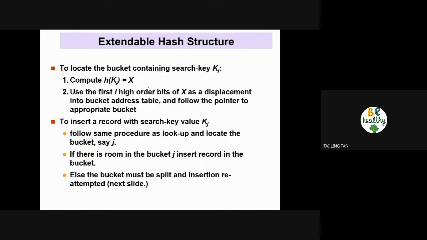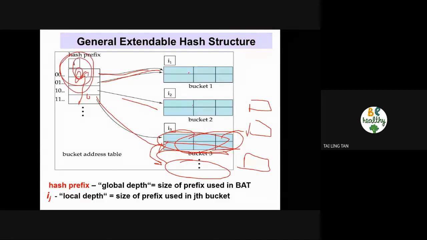Okay, so in the extendable hash structure, to locate the bucket that contains a search key, we compute the hash, and based on that calculation we find the location and use the first i bits, the number of order. We index into the bucket address table and follow the pointer to the appropriate bucket. So we use the hash key here to find the value, get the correct position, and locate the actual record or file.